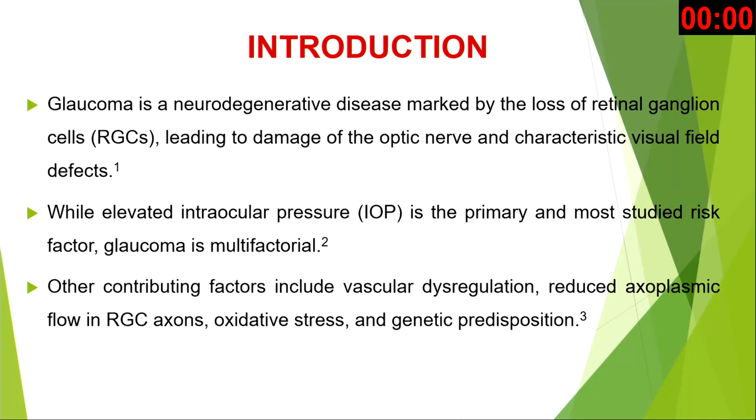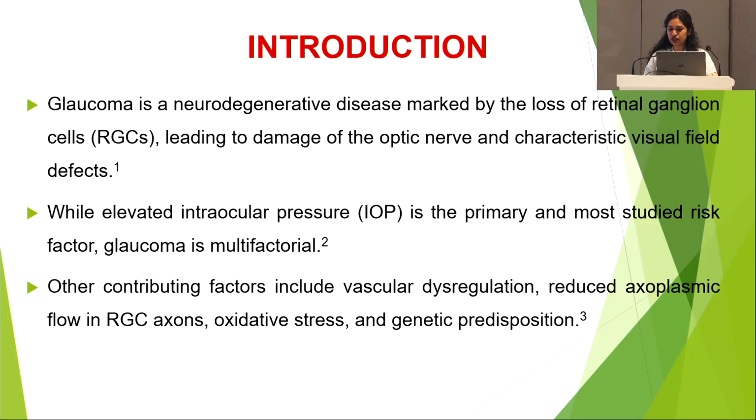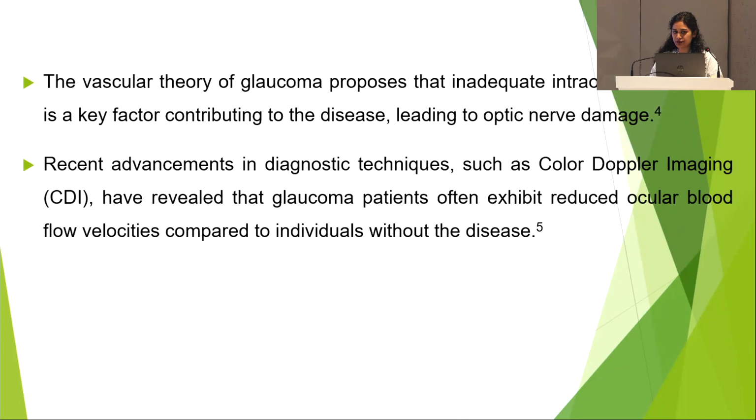Introduction. Glaucoma is a neurodegenerative disease marked by the loss of retinal ganglion cells leading to damage of the optic nerve. While elevated intraocular pressure is a primary and most studied risk factor, glaucoma is multifactorial. Other contributing factors include vascular dysregulation, reduced axoplasmic flow and oxidative stress, along with genetic predisposition. Recent advancements in diagnostic techniques such as color Doppler imaging have revealed that glaucoma patients exhibit reduced ocular blood flow velocities compared to individuals without the disease.